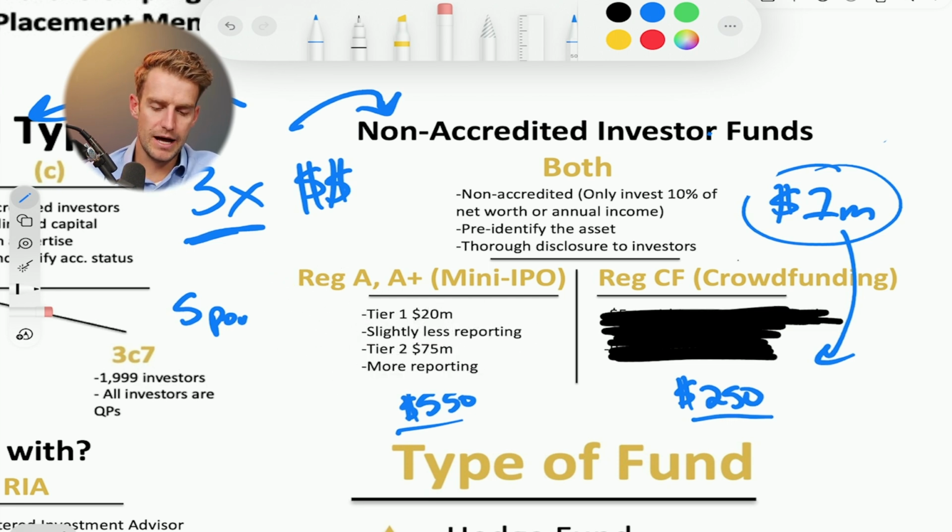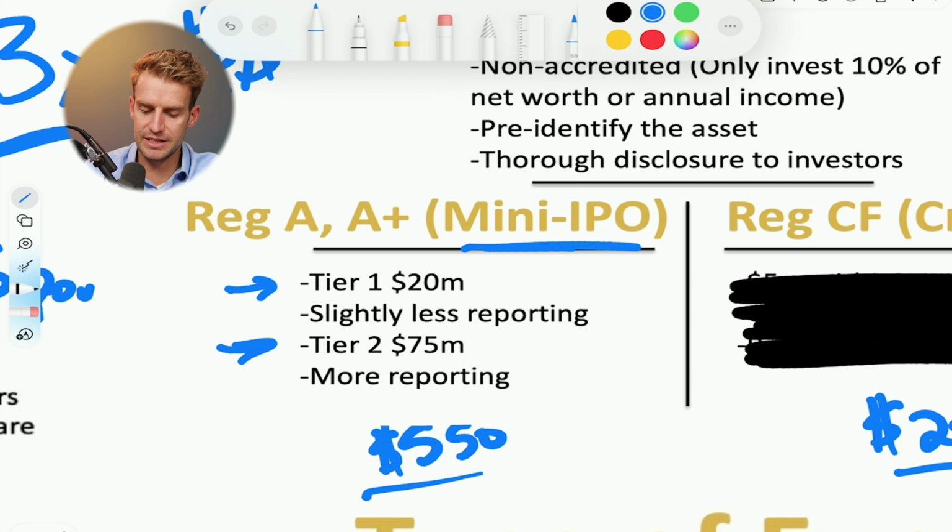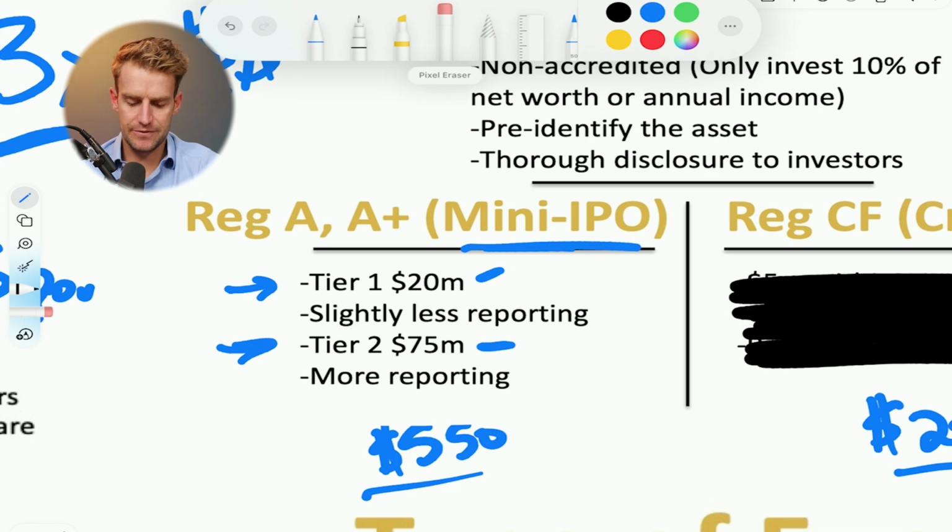So what they are, Reg A, here they are. They call this a mini IPO. There's tier 1 and tier 2. This is the cap you can raise. So you can only raise up to 20 million on tier 1. Tier 2, you can raise up to 75 million. The big difference is reporting. Reporting is a little bit more if you're going to raise a tier 2 fund.